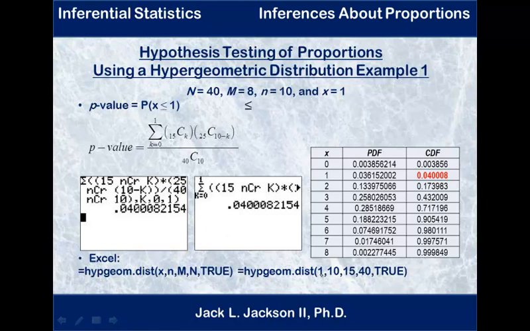And you get this. So in other words, we put in 1, 10, 15, 40, and true, and I get this same number, 0.04 something. True gives you the CDF, false gives you the PDF. So if I had changed this to false and left the rest the same, I would have gotten this 0.03615 number. So if you have Excel available to you, particularly the newest version, this is very easy to work out. And of course, if you forget the rule, you can use Excel to help you out pretty easily.